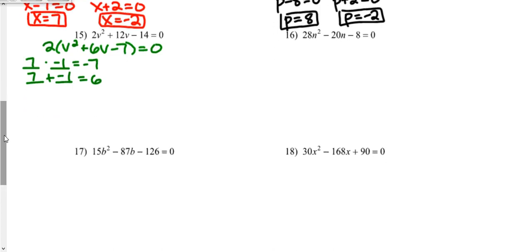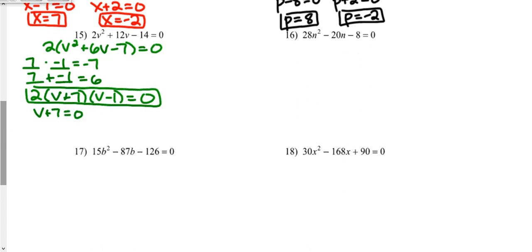The a value is 1, so I can go straight to the factors. So I have b plus 7 and b minus 1. And then set each of your factors equal to 0. That's my factored form. So b equals negative 7 and b equals 1.